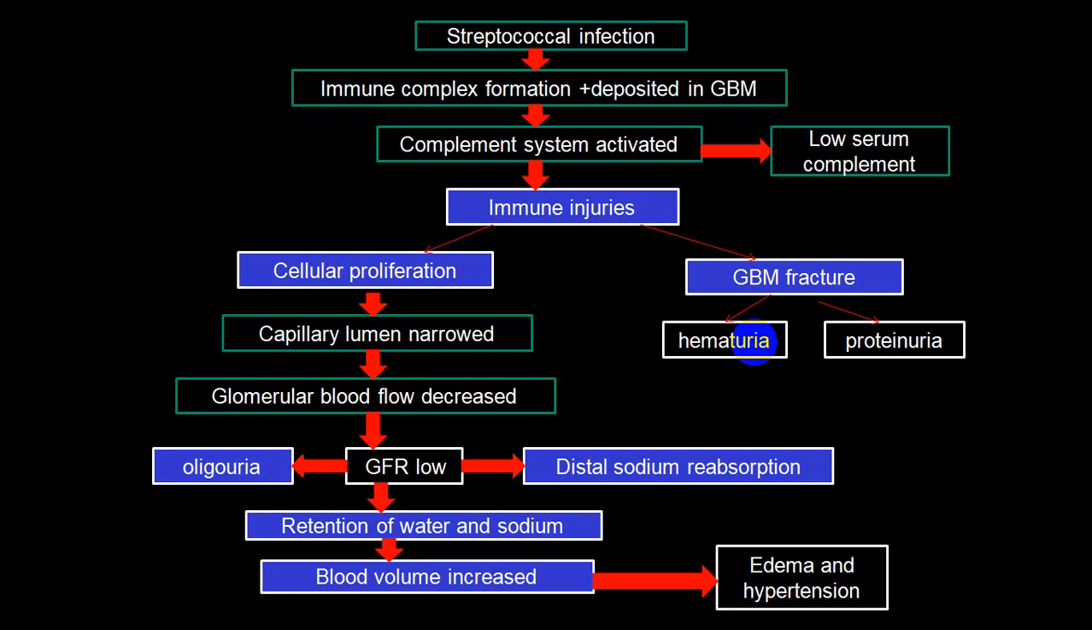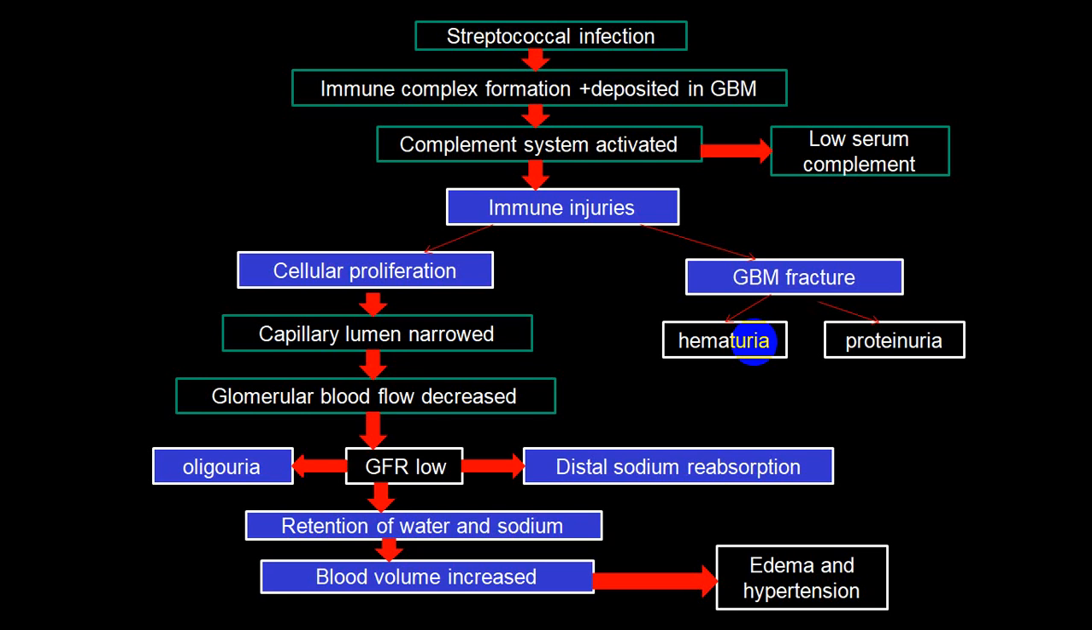Because of damage to the glomerular basement membrane, proteinuria will occur, and hematuria will occur. So the person will always have RBCs and protein in the urine. Now there is a stimulation, so it will produce cellular proliferation. The capillary lumen is narrowed, and glomerular blood flow is decreased. Because of the decrease in glomerular blood flow, GFR is low.